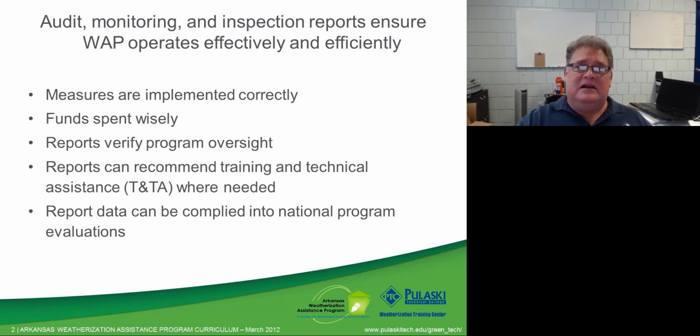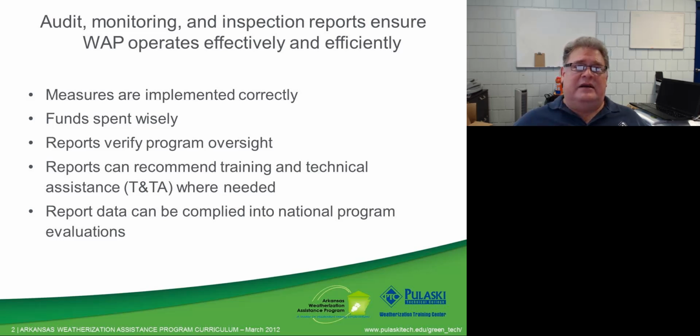So we have three basic types of reports that we're going to be doing, either as monitors or inspectors. There are three types within the Weatherization Assistance Program. We have auditing, monitoring, and inspection reports. Auditing reports are those that are created by the auditor. Monitoring reports are looking at the various agencies, and then inspection reports are within the agency looking at their own work. The purpose of these is to make sure that everything that is being done under the program is efficient and effective, that money and time are being used wisely.